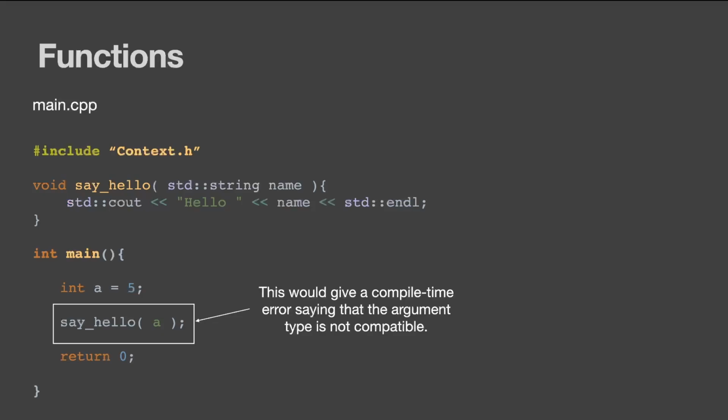Just to illustrate the point of passing the incorrect type to our function, if we were to declare and initialize some variable called a and assign a value of 5 to it that is an integer, and we tried passing that to our say hello function, this would give us a compile time error, and it would say that the argument type is not compatible because it's expecting a string. We gave it an integer, and so it doesn't know what to do with that, and it will flag it as a compile time error.